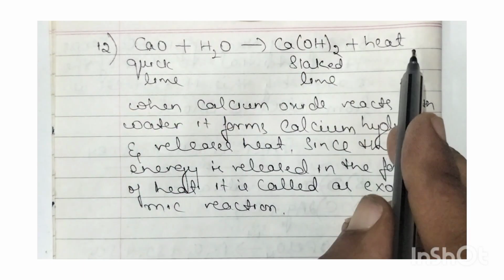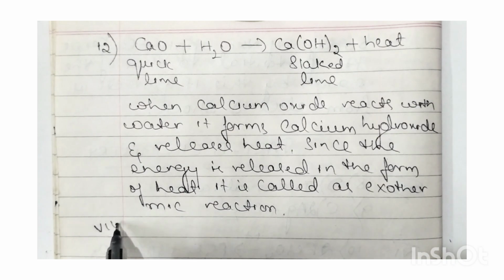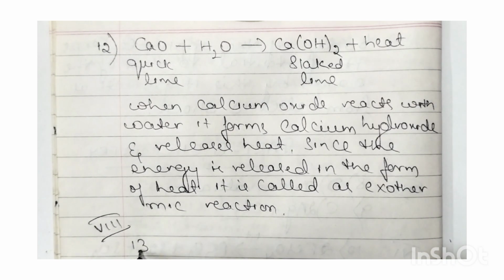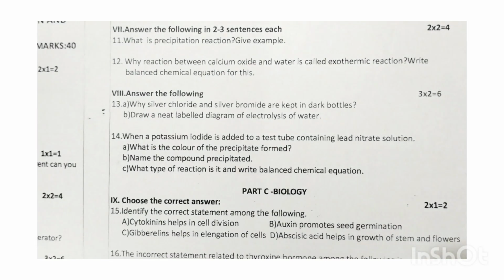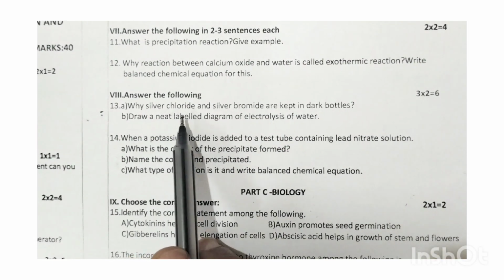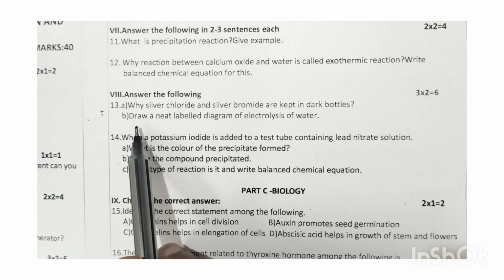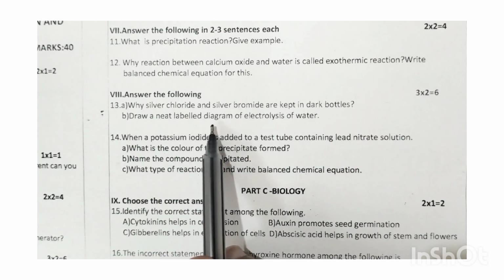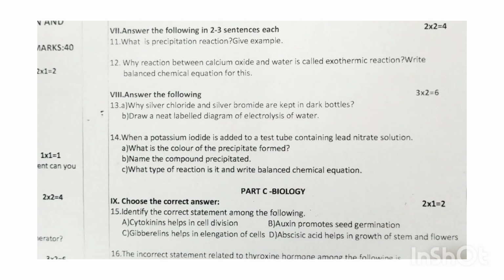So already I have written the balanced equation. Now let us move to the 13th question. So let us see what the 13th question is. Why are silver chloride and silver bromide kept in dark bottles? This is the first question. And for that one, draw a neat labelled diagram of electrolysis of water. This is 1 mark and this is 2 marks question.